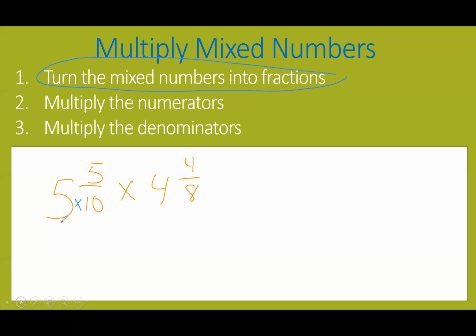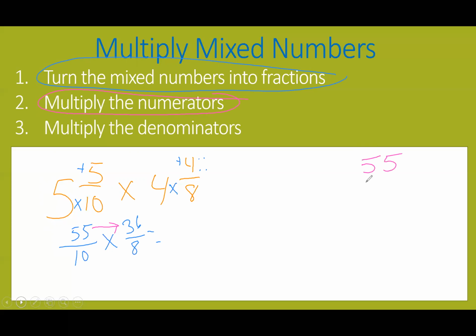So 5 times 10 is 50. 50 plus 5 is 55. And we're talking about tenths here, so it's 55/10. Times 8 times 4 is 32. And 32 plus 4 is 36, and of course it's 8. So we're talking about eighths there. Now, our next step is to multiply the numerators.